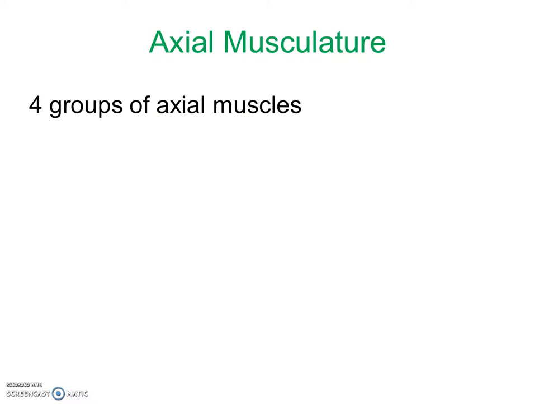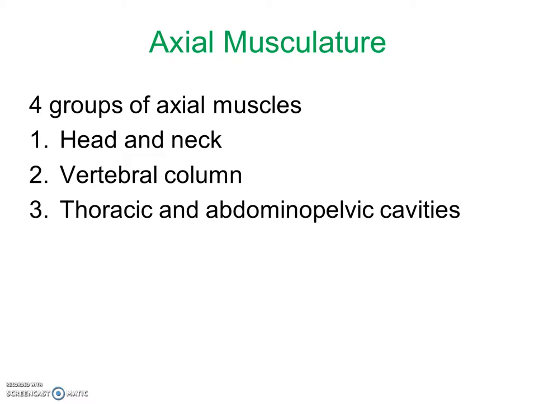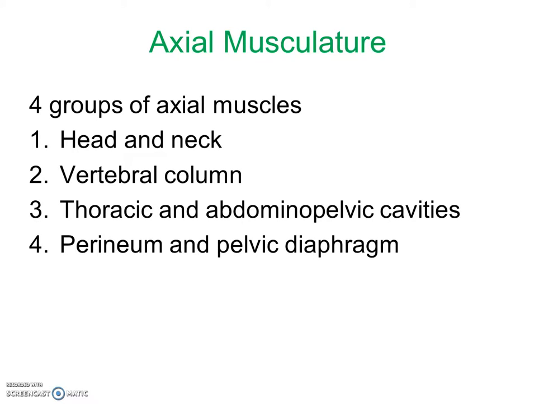Today we're going to go through axial musculature. We're going to look at 4 groups of axial muscles. Basically, 1, muscles that move the head and neck, 2, muscles that move the vertebral column, 3, muscles that move the thoracic and abdominal pelvic cavities, and then finally we'll look at the perineum and pelvic diaphragm.